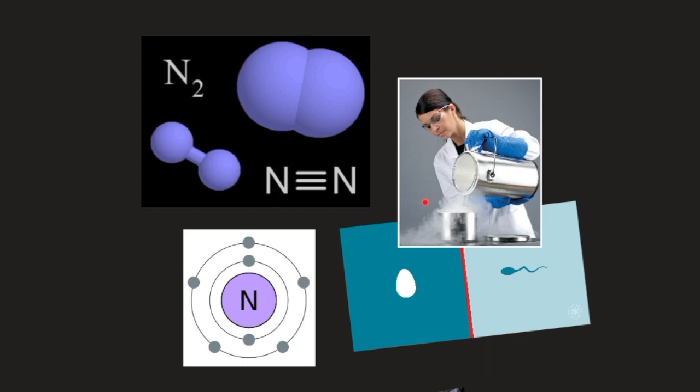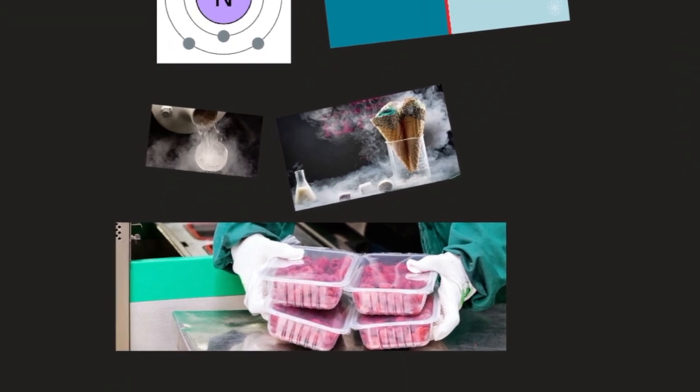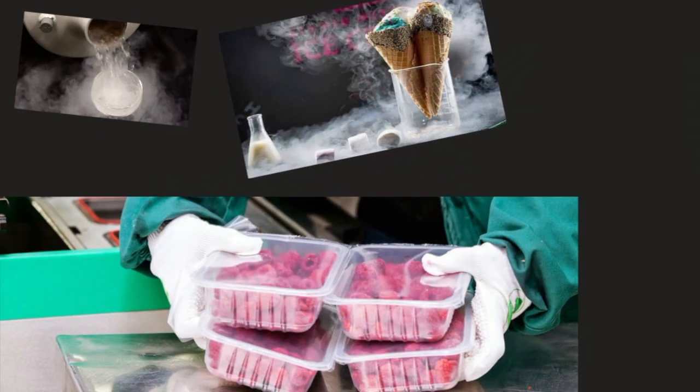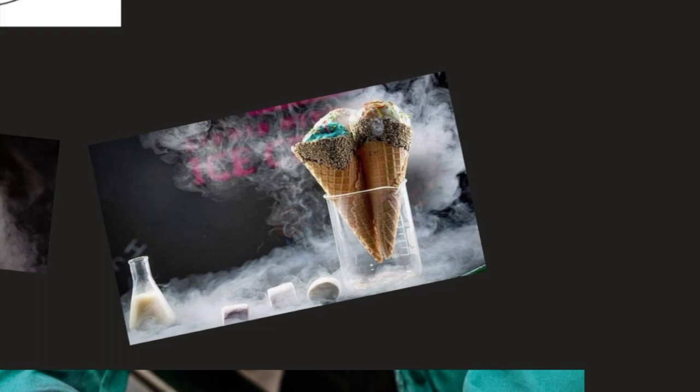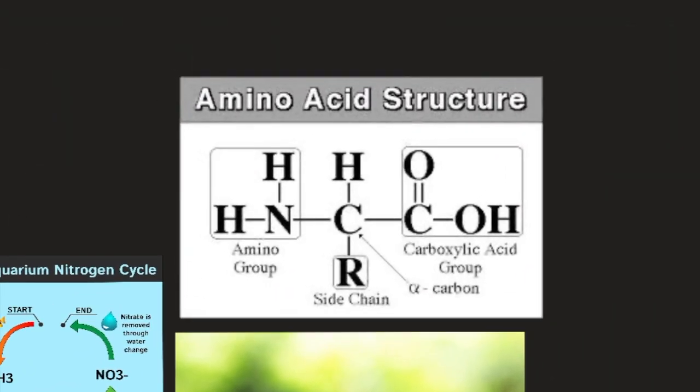In its triple bond, nitrogen remains useful as liquid nitrogen. It's used for reproductive technology to freeze sperm and eggs for the future. Nitrogen is also used to freeze foods that we will need for the future as well. Here we show a picture of raspberries and a picture of frozen ice cream. Nitrogen, when it's split apart, is used for living things, such as this amino acid structure, which eventually forms proteins within the body that are used for various functions that keep us alive every single day.